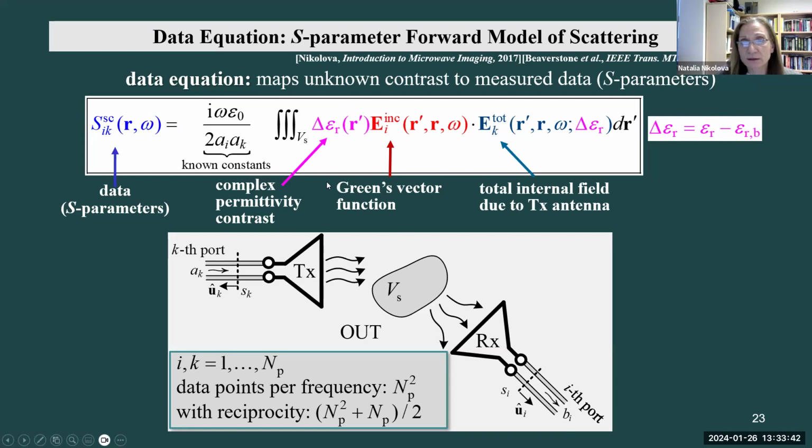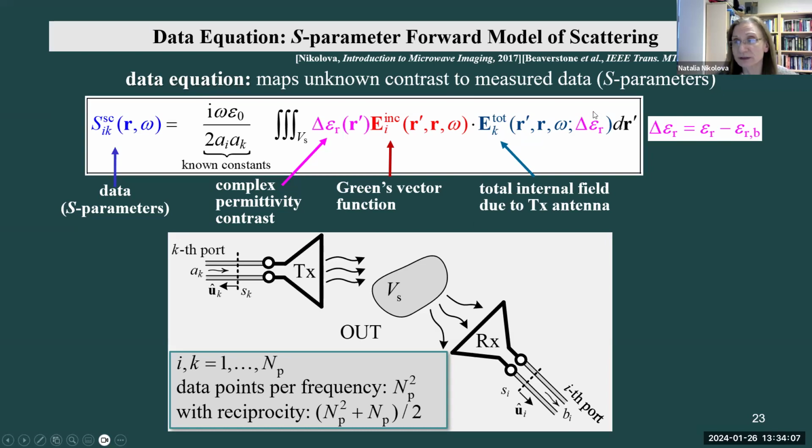We see that there is a strong relationship to fields. The red term is the Green's vector function, which is actually also the incident field generated by the receiving antenna if this antenna were to transmit. Whereas the total field is the one generated by the transmitting antenna in the presence of the object under test.